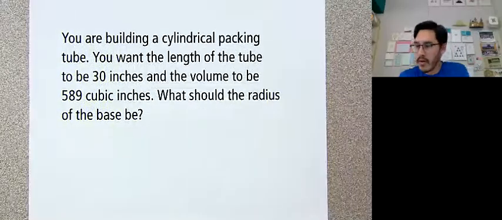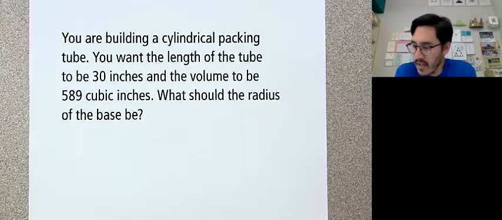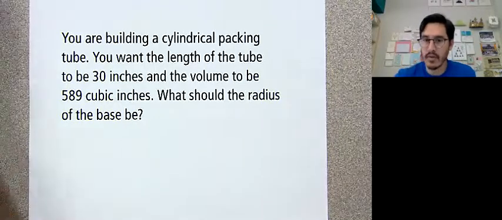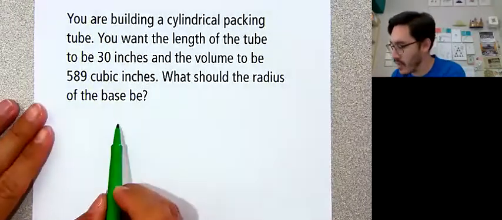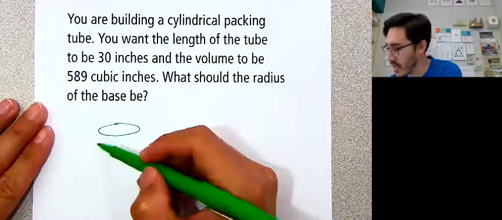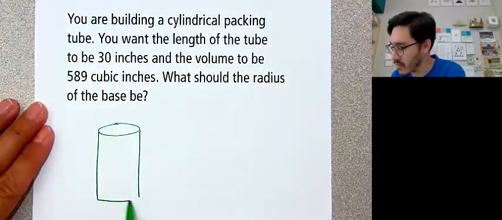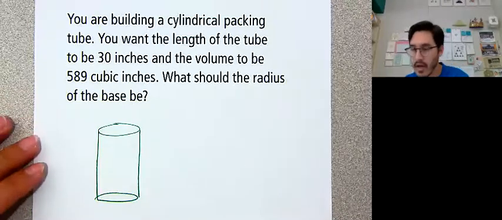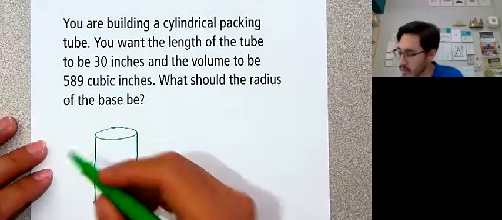All right, we're back with another problem about a cylinder. So we have a cylindrical packing tube. Let's just start with a sketch. A cylinder means that the top and bottom faces are circles. You want the length of the tube to be 30 inches.